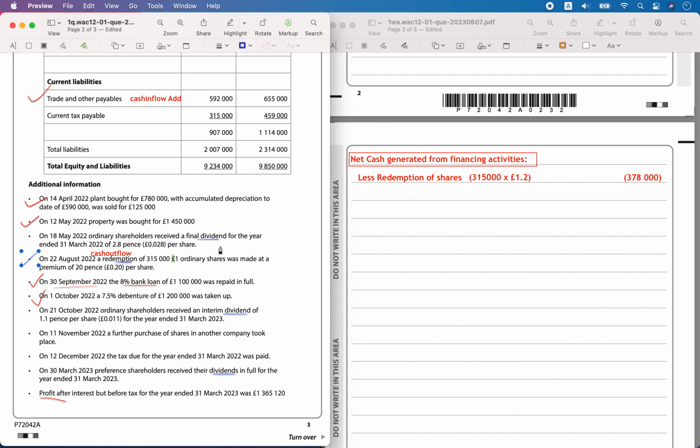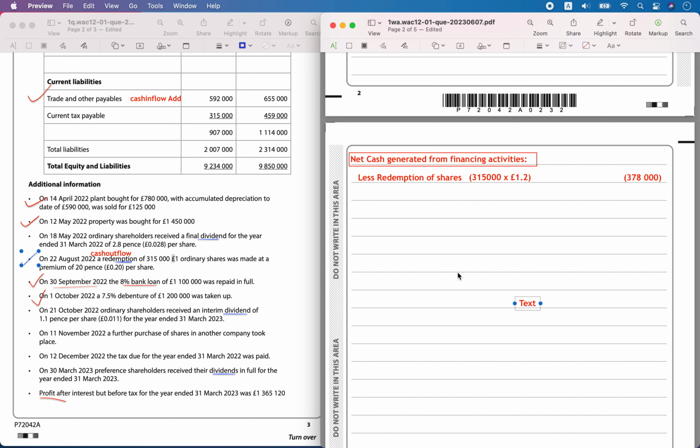Then the dividends were paid. So let's calculate the dividend payments. Any dividend payment is a cash outflow, so you will have to subtract, less the dividend payments. It is also going to result in cash outflow from the business. First one is the final dividend.